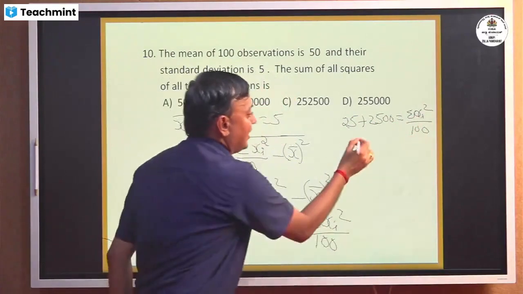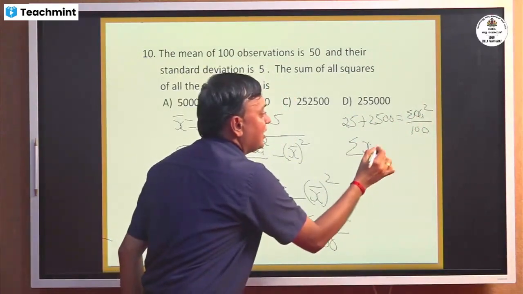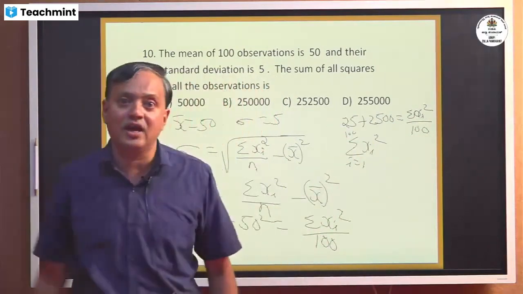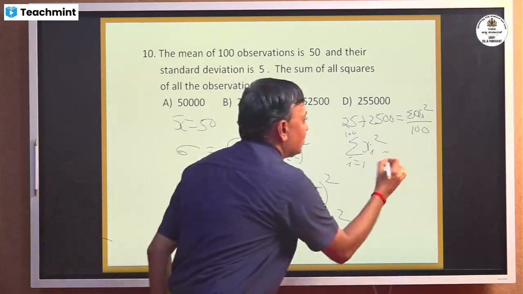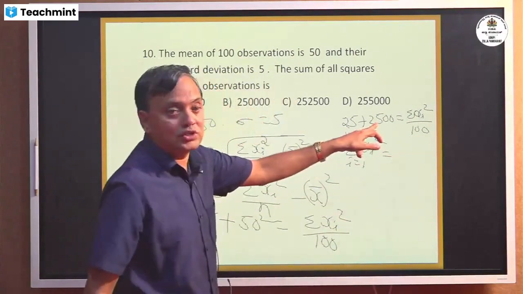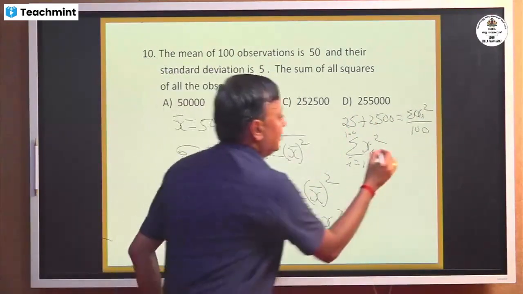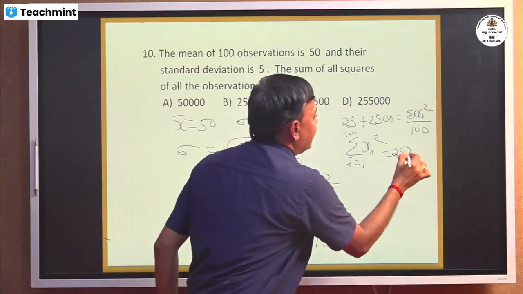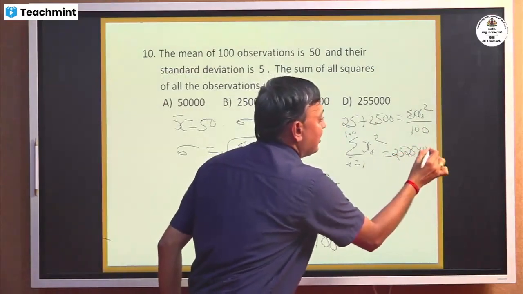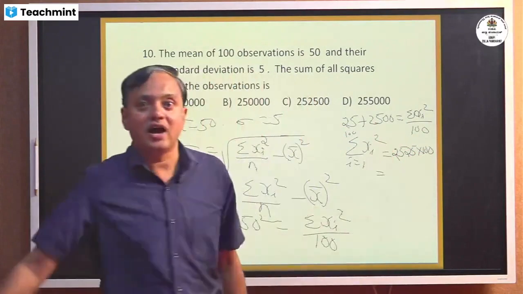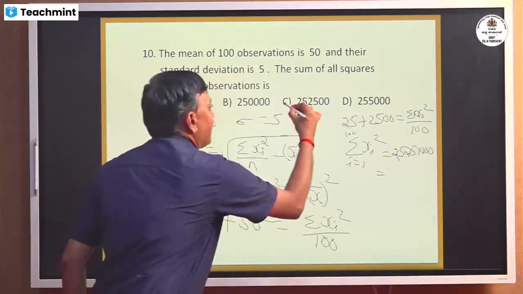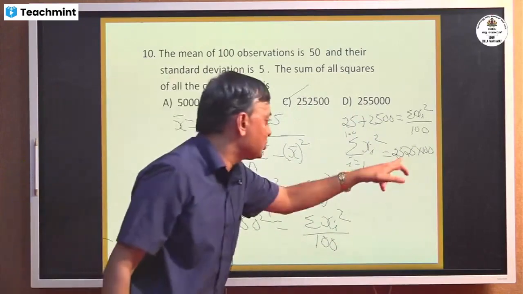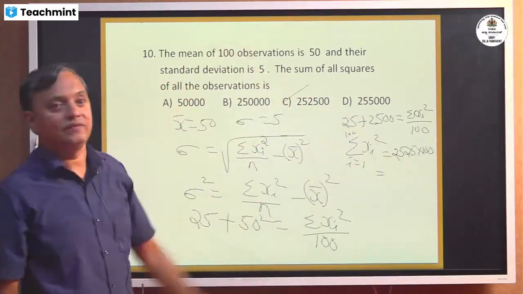Then we want the summation of xi square, where i varies from 1 to 100, 100 observations, equal to 2500 plus 25, which is 2525, cross multiplied by 100. So we get the answer C, correct? Multiplying these two, we get answer C.